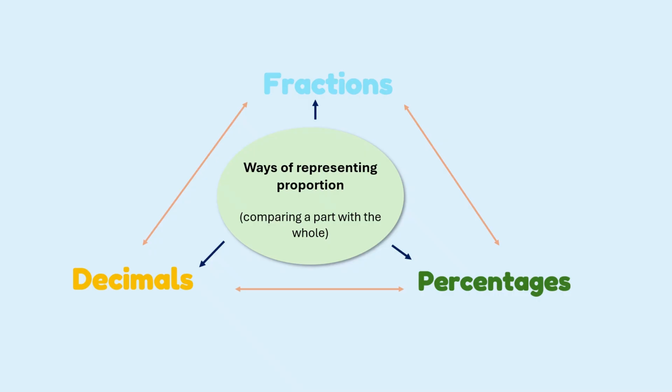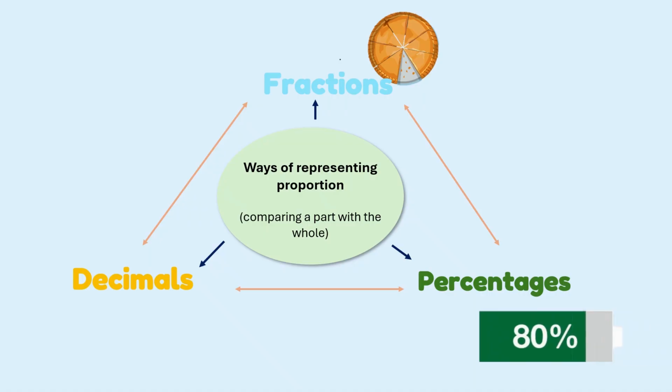So fractions, decimals, and percentages are all ways of representing proportion, which is basically where we compare one part with the whole. So this cake here was a whole, and we can compare how much is left of it as a fraction. Like I can see there are 7 out of 8 parts left. For example, on your phone, you can see how much battery you have as a percentage. So 100% is a full or a whole battery.